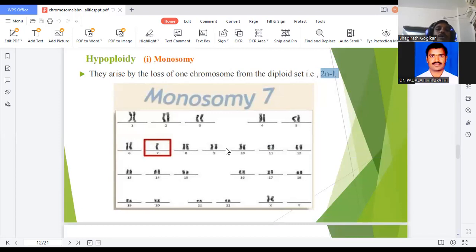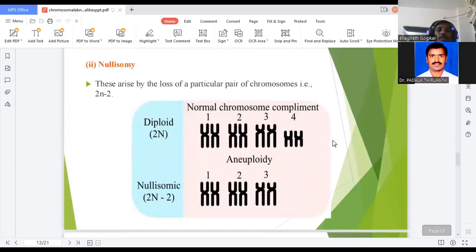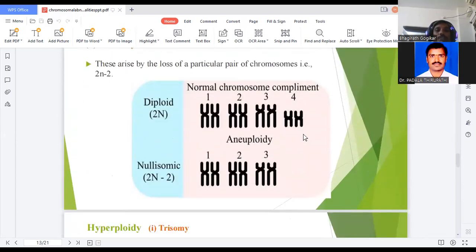So that's why monosomic is nothing but 2n minus 1. You can confine like this. So next one is nullisomic. So here which pair of chromosome is missing?